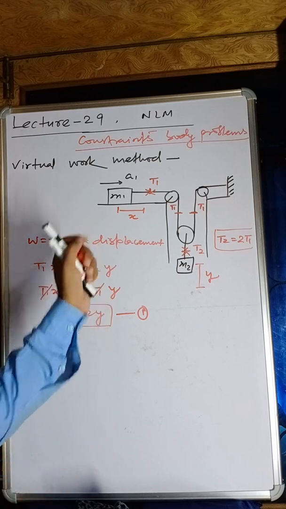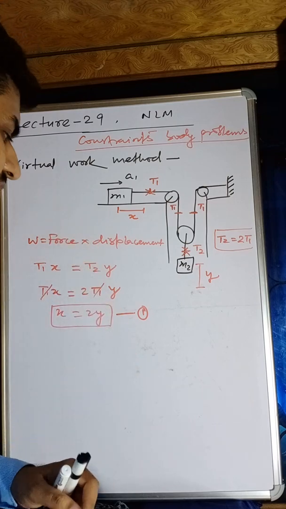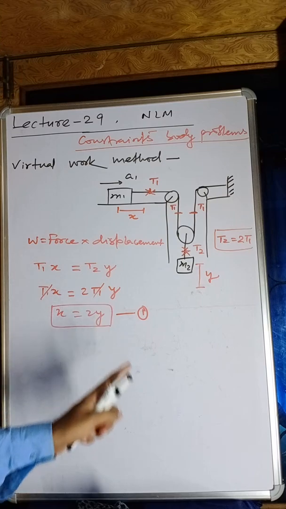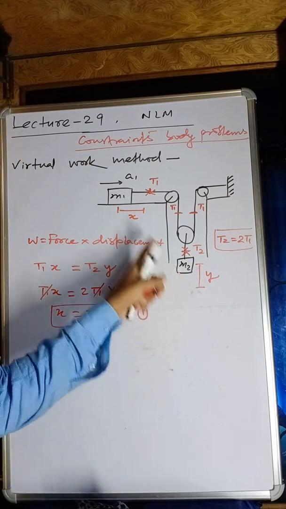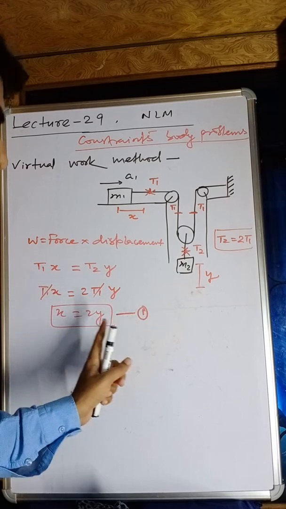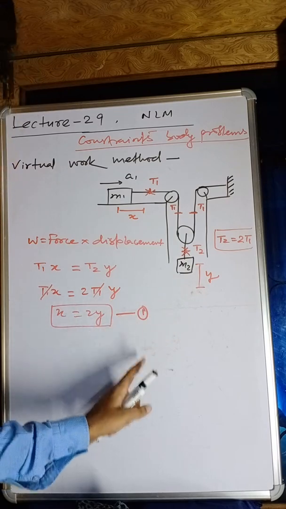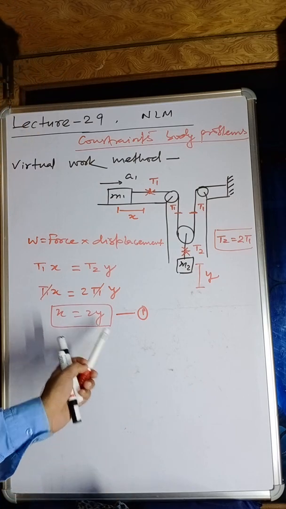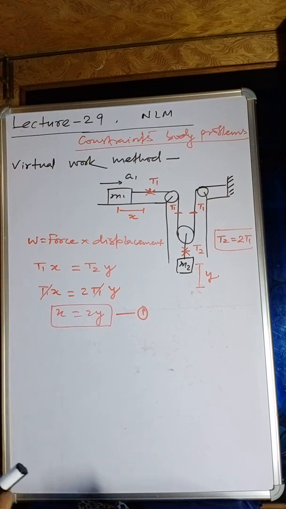Now, my dear students, this is called the virtual work method. As you know, X and Y are nothing but the position changes of these two bodies. By differentiating this equation with respect to time, you will get the velocity. Am I right? Yes, by differentiating this equation with respect to time, you will get the velocity.